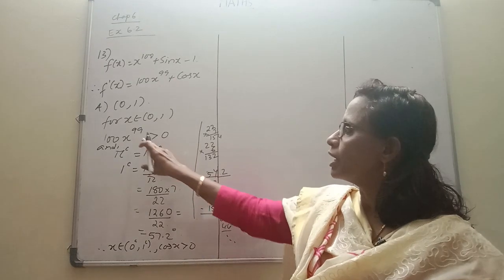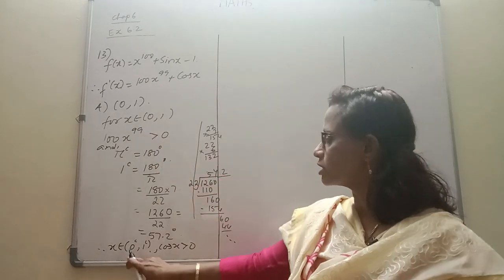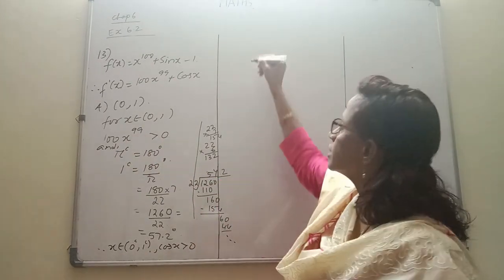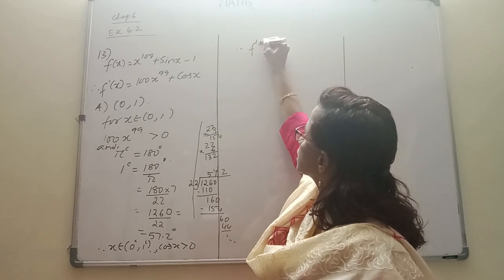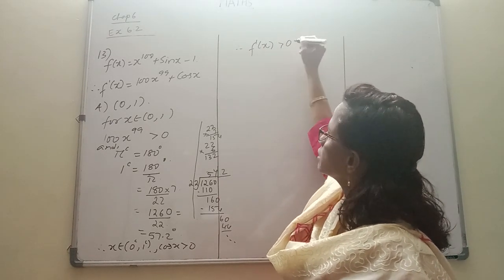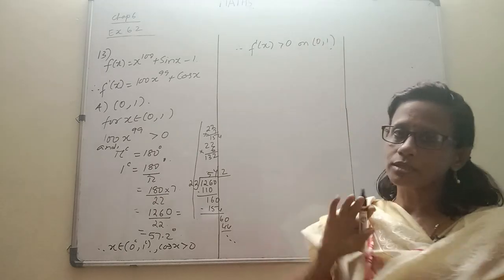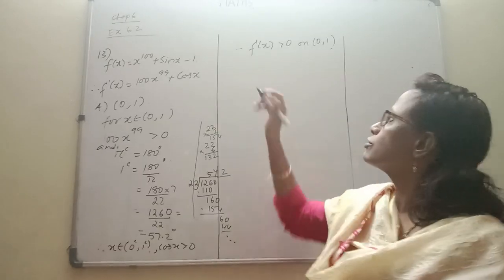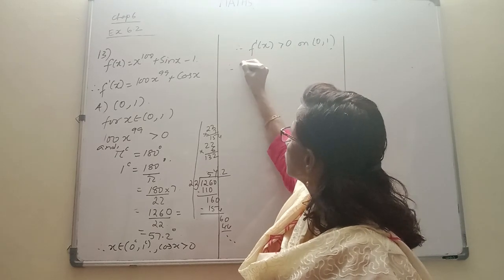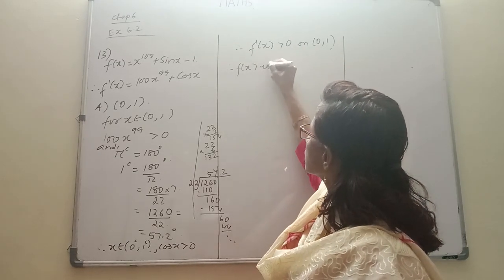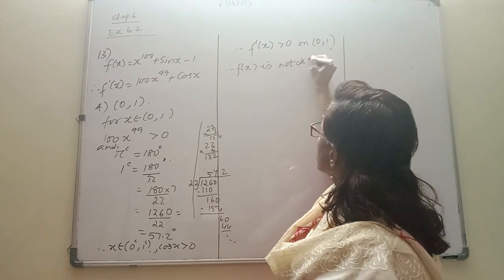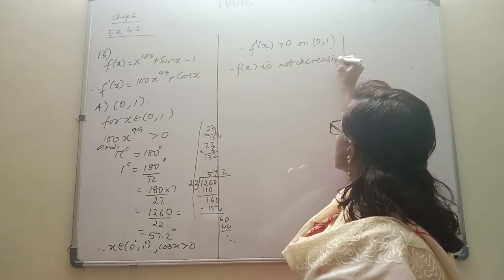So therefore, you've got 100 x raised to 99 positive. You've got cos x also positive. So as a result, automatically f dash x is positive on this interval 0 and 1. So there it is, positive. So it's not decreasing. Therefore, if you want, you can write f x is not decreasing. They have asked us whether it is decreasing, so no, it's not decreasing.